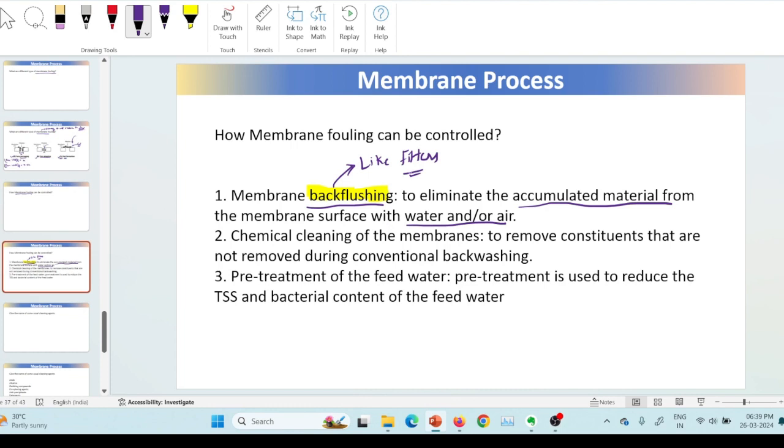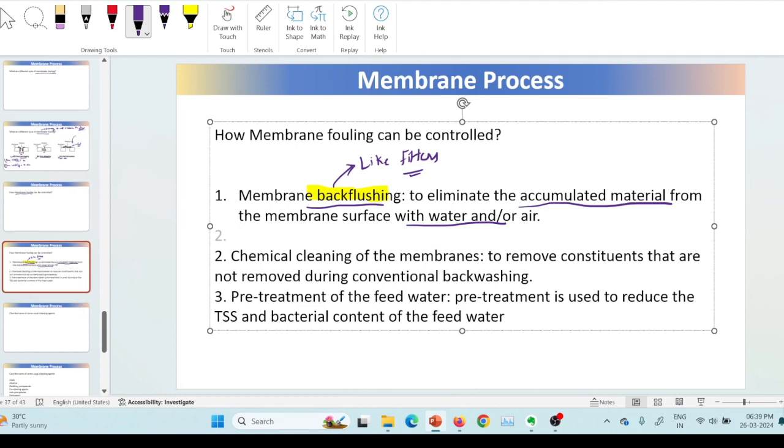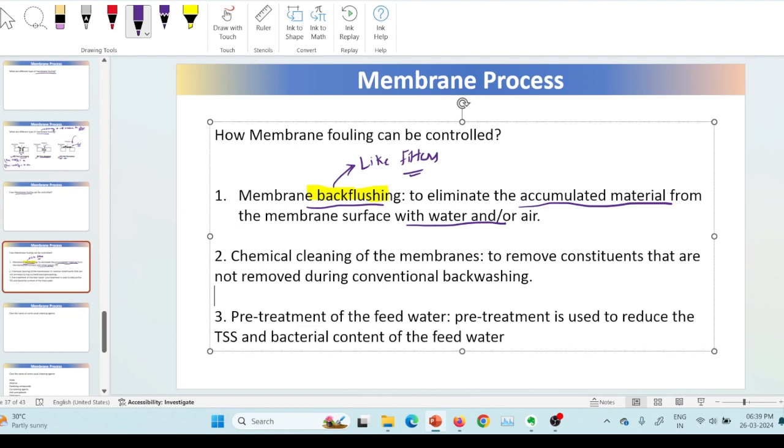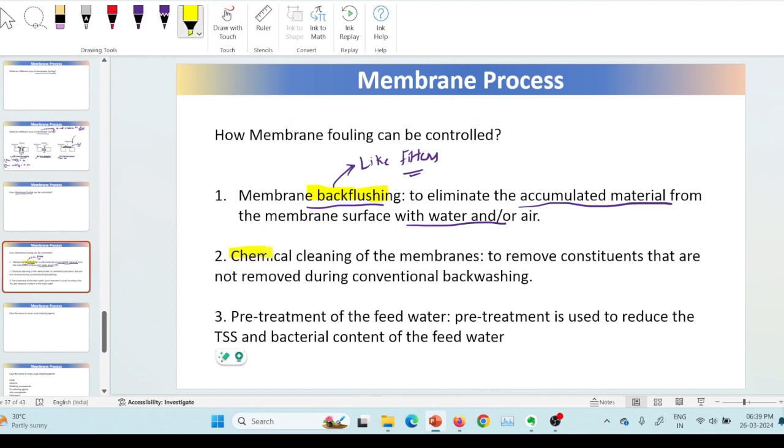And another way is chemical cleaning of membranes. So what is chemical cleaning? We use some chemicals that we'll discuss in the next question. What are those chemicals? Chemical cleaning of the membranes is used to remove the constituents that are not removed during the conventional backwashing.